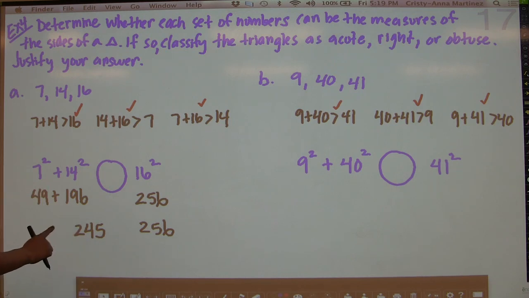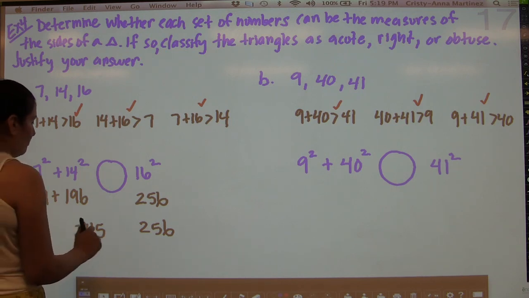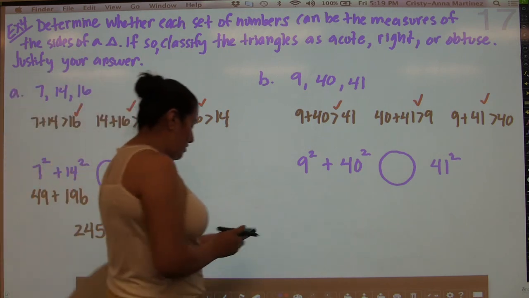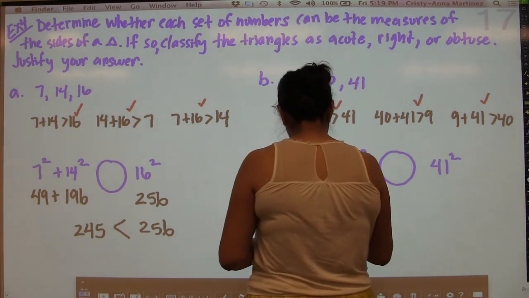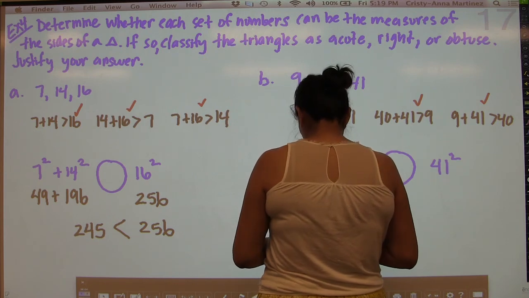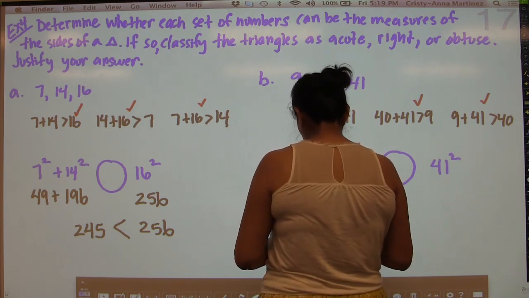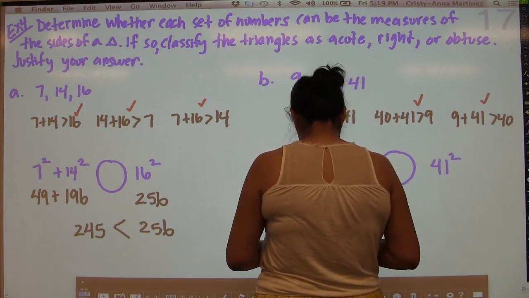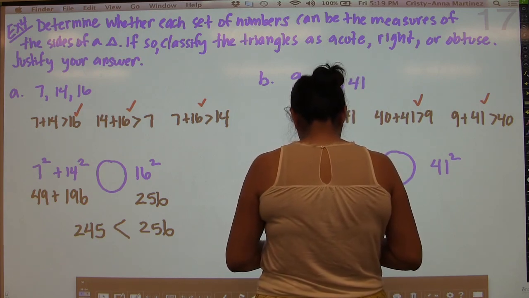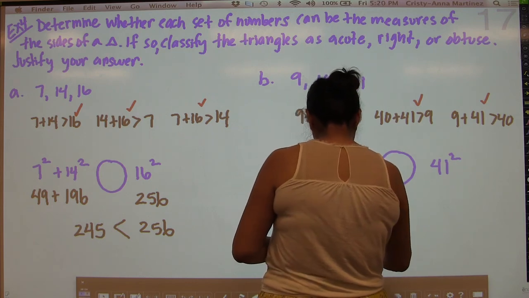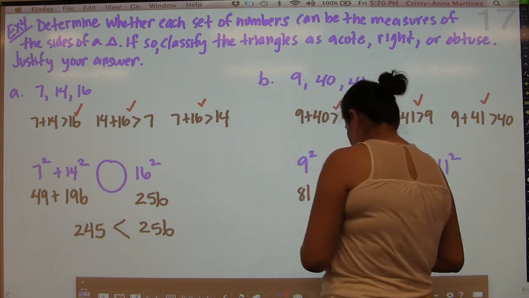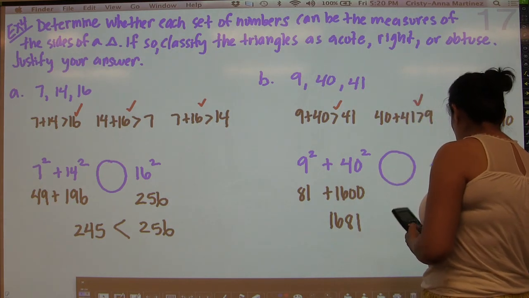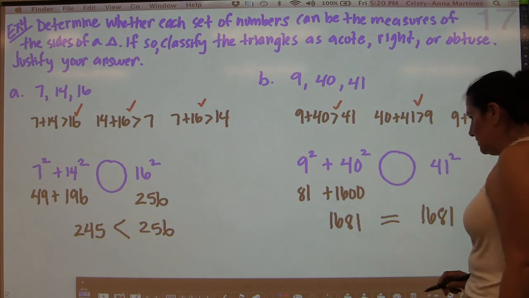So they're clearly not equal. And 245 is less than 256. And then over here, 9 squared is 81. 40 squared is going to be 1,600. And then 1,600 plus 81 is going to be 1,681. And 41 squared is 1,681. So in this case, they are in fact the same.